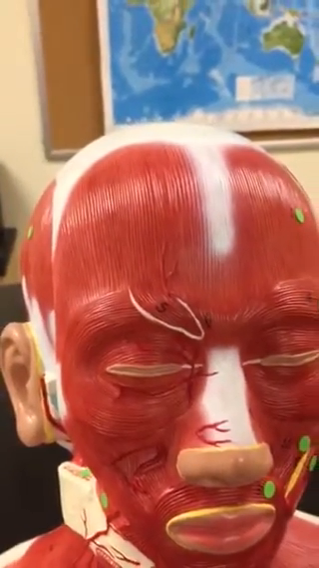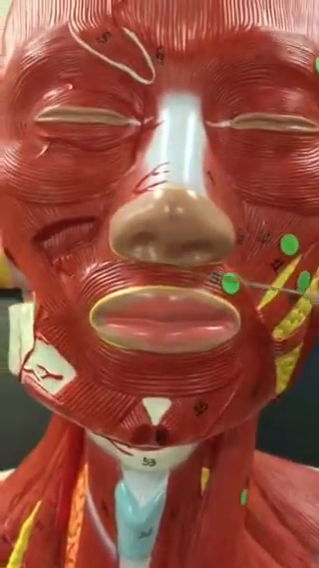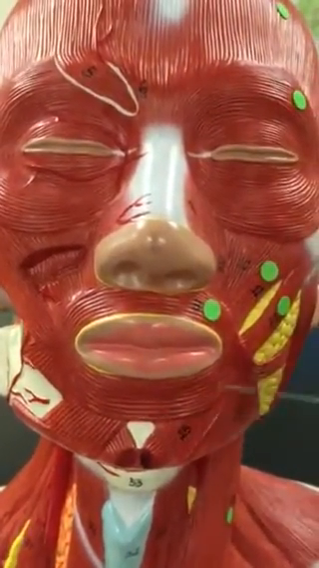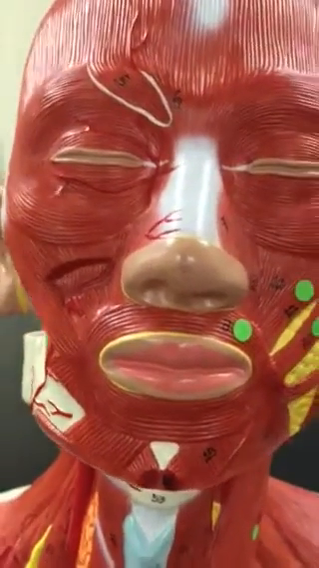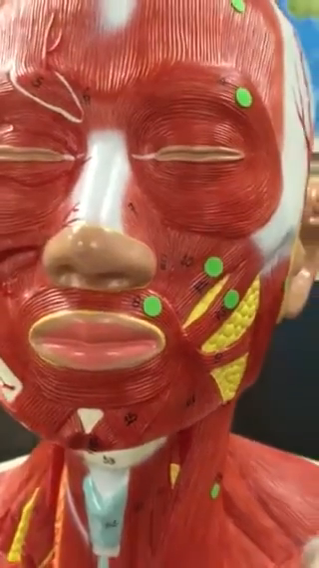Next is the orbicularis oris, same thing, circular muscle, but oris, think oral, it's around the lips. This is the orbicularis oris. This is going to be your kissing muscle, so the muscle that allows you to pucker your lips.